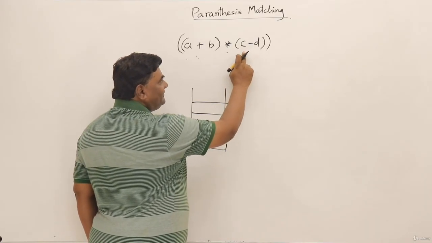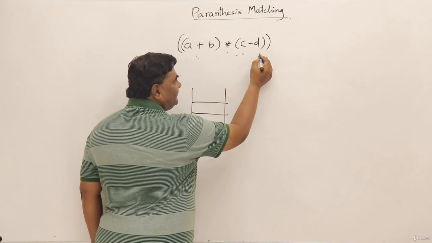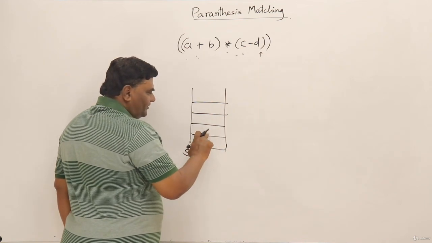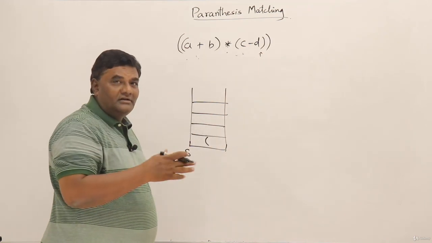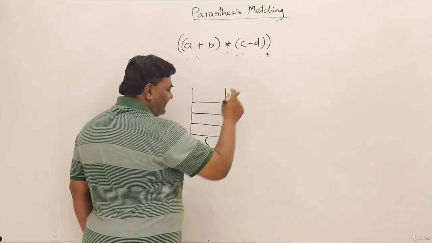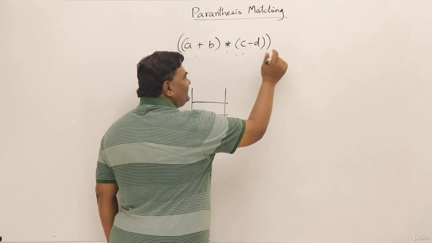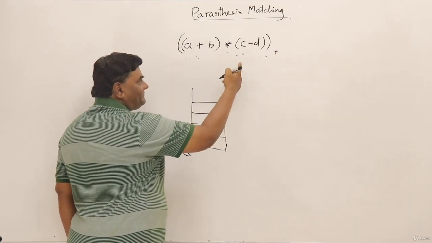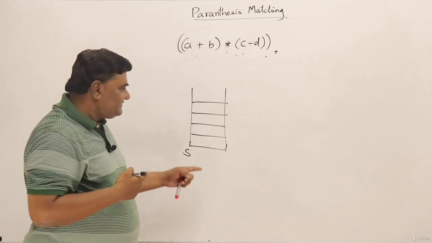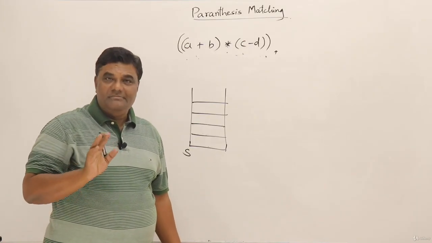This is plus C, just ignore. Minus, ignore. D, ignore. Closing bracket. So once we are on the closing bracket, pop out a symbol from the stack and move ahead. Next symbol, closing bracket, pop out a symbol from the stack, move ahead. So we have reached the end of the expression and check the stack. Stack is empty. So it means the parentheses are matching.